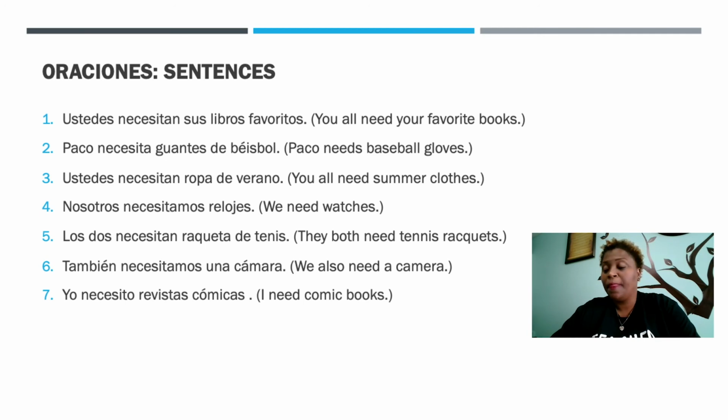Number 6, we also need a camera. También necesitamos una cámara.